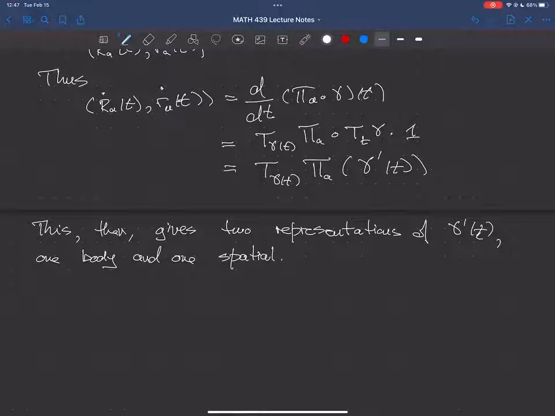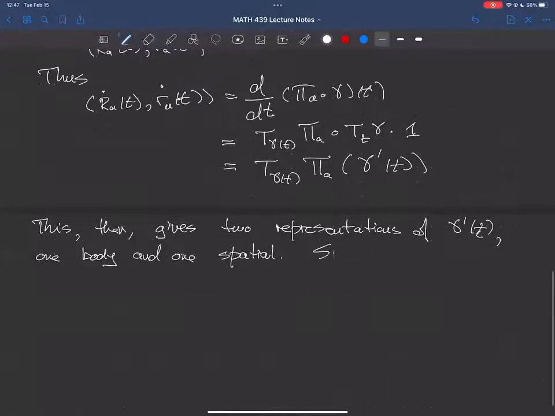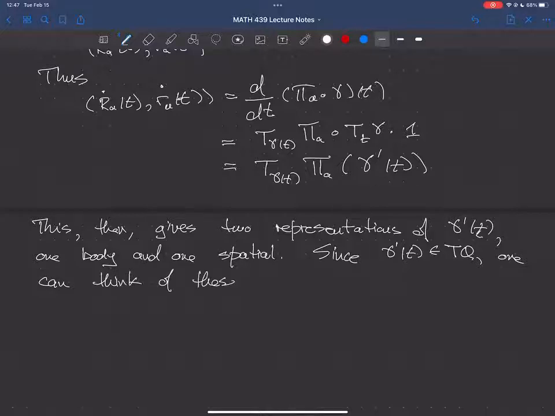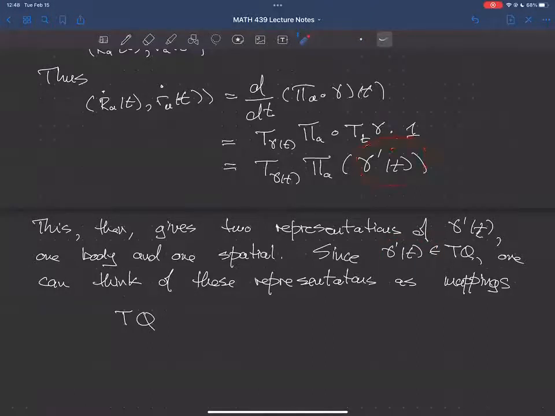Okay, so now another way to think about this. Since gamma prime is just some tangent vector, one can think of these representations as mappings from TQ, that's where gamma prime lives, into these rigid body velocities that we talked about before.